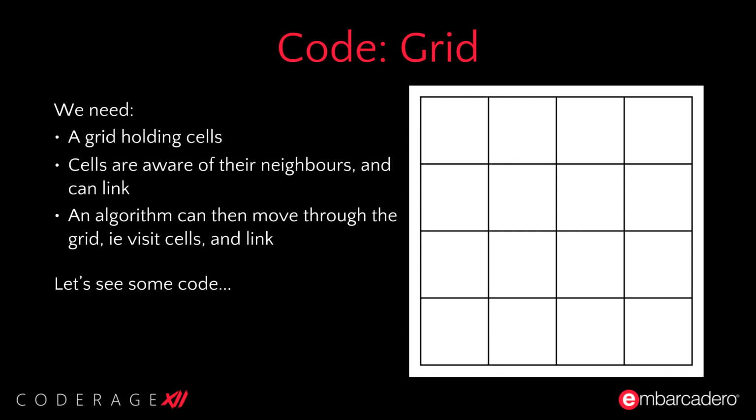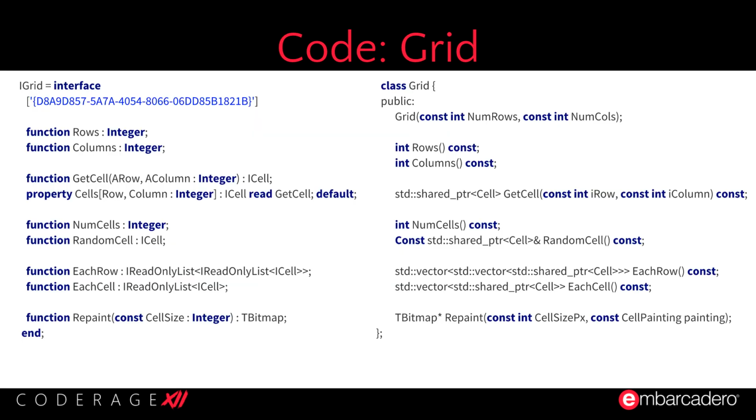Before we do that, I'm going to show some code snippets for grids and cells. So before any of our algorithms, we need a grid that holds cells. Those cells need to be aware of their neighbors and need to be able to link to their neighbors. And we need to have enough properties and methods so that an algorithm can move through the grid, can visit the cells and link them. So let's see some code.